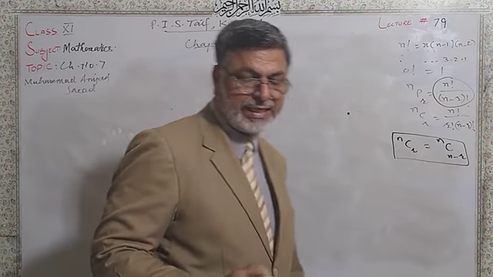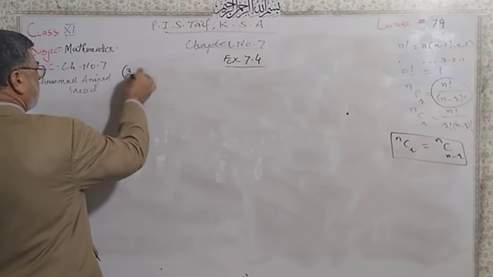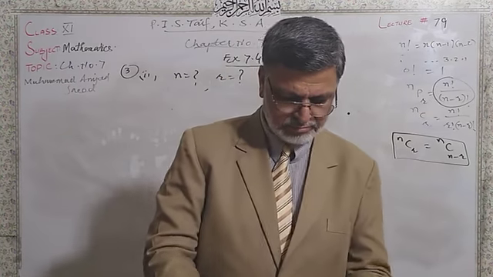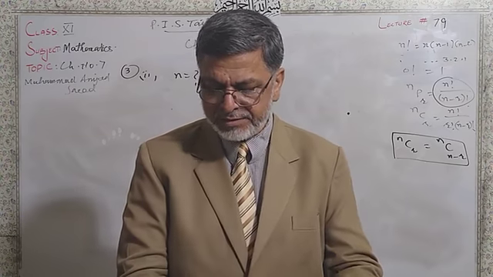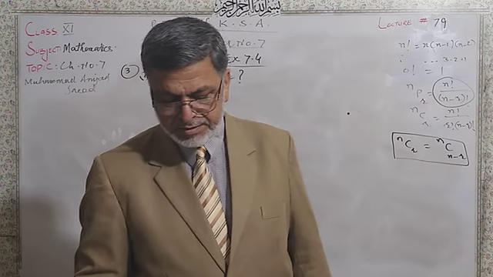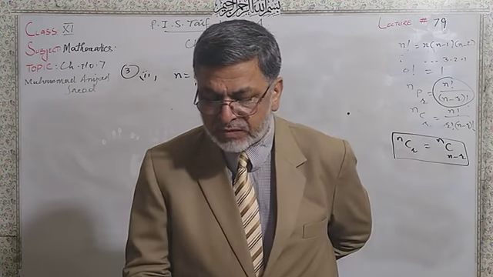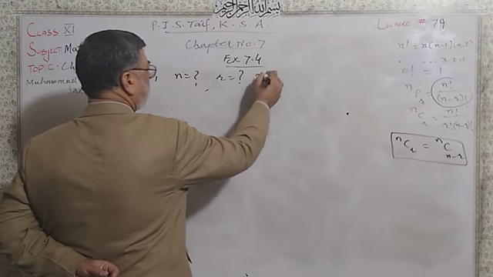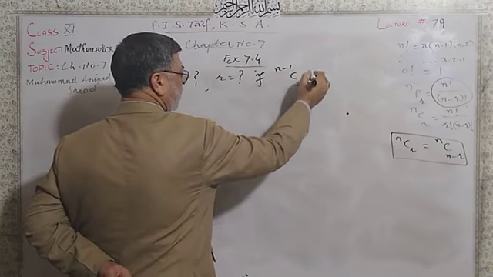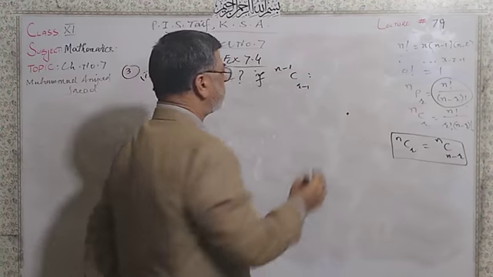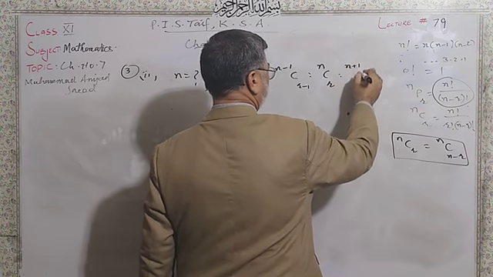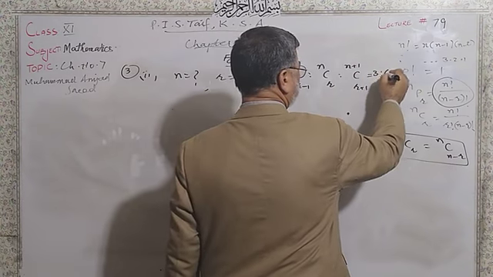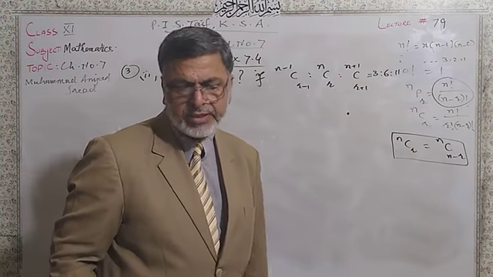We have to find the value of n and r. If n minus 1 C r minus 1, ratio nCr, ratio n plus 1 C r plus 1 is equal to 3 ratio 6 ratio 11.